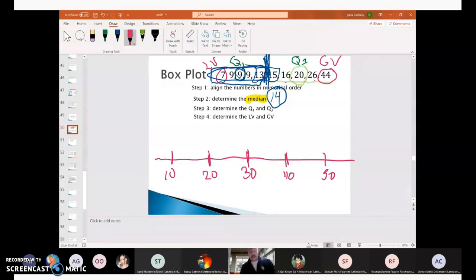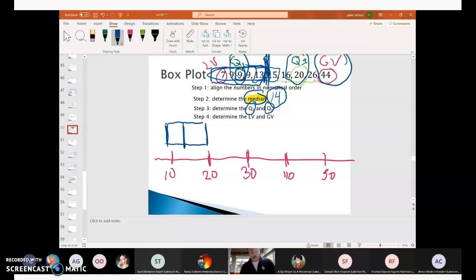So, remember step 1 was to align them in order. Look at step 2. We want to determine our median. So that's going to be the center of our box. So at 14, which is about right here, I'm going to make the center of my box. Then I'm going to do my Q1 and my Q3. That's going to be the left and right side of the box. So Q1 is 9, which would be about right here. Q3 is 20, which would be about right here. So that's my box.